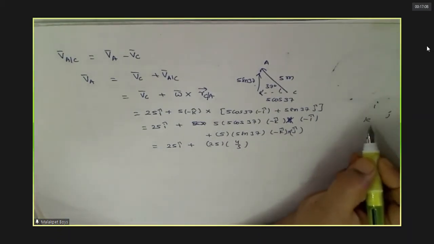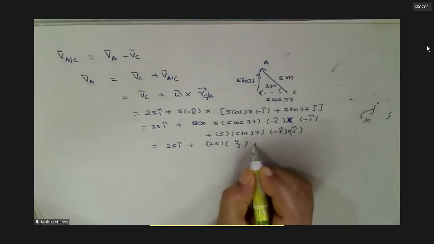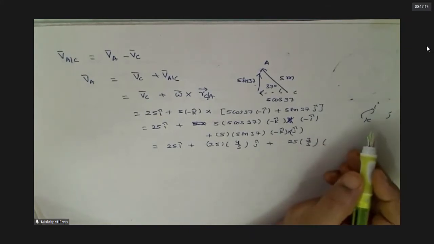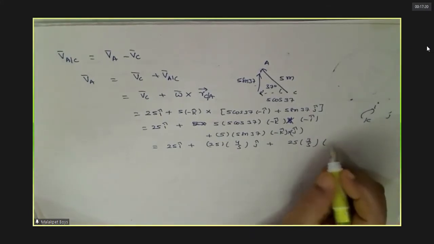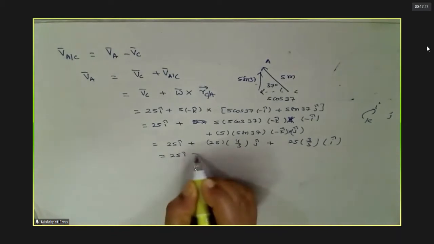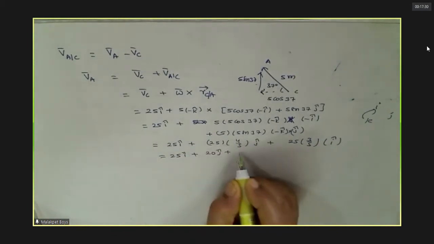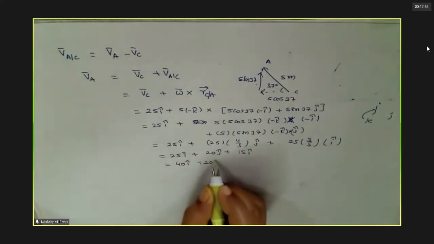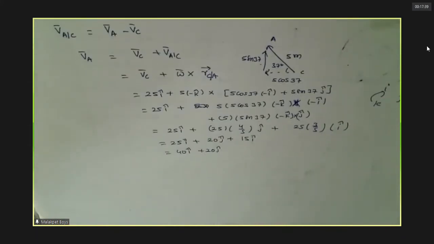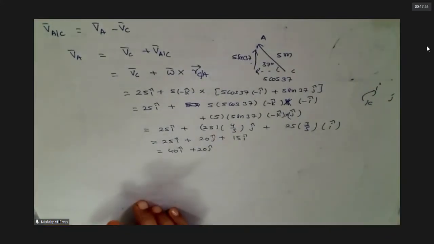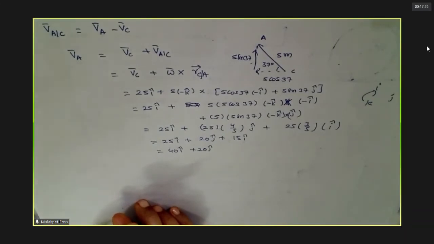i, j, k. K cross i is j. So this is j. K cross j is minus i. This will be i. Do we agree with this? Agree, sir. 20j. How much is it? This is the velocity of point A. Agreed.